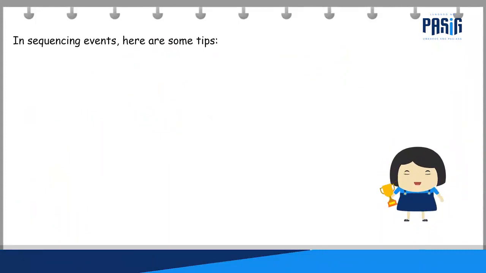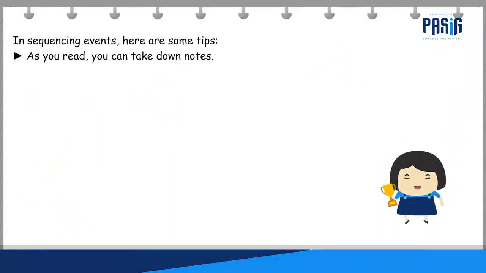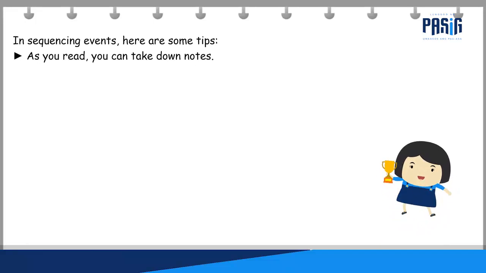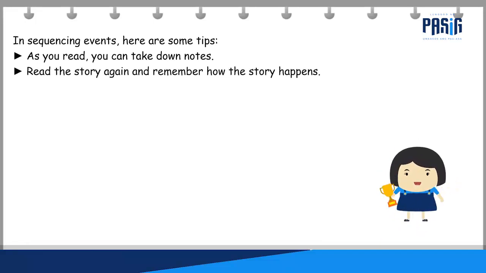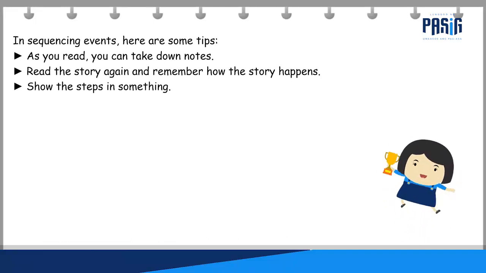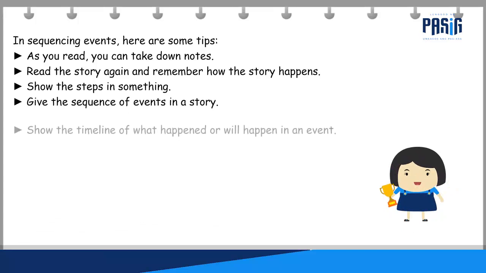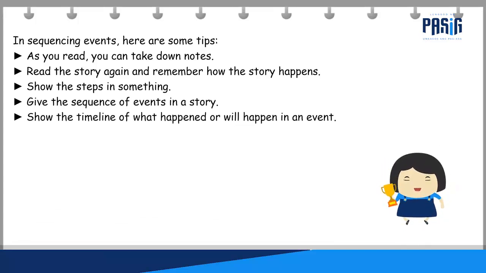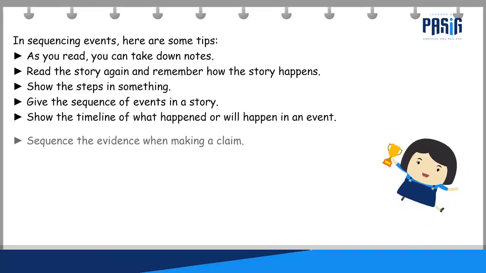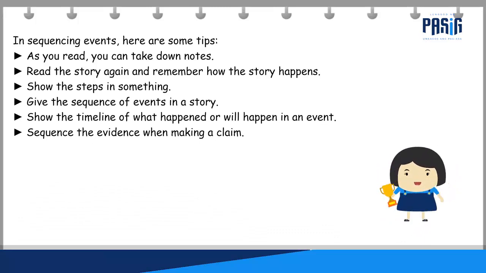In sequencing events, here are some tips. As you read, you can take down notes. Read the story again and remember how the story happens. Show the steps in something. Give the sequence of events in the story. Show the timeline of what happened or will happen in an event. Sequence the evidence when making a claim.